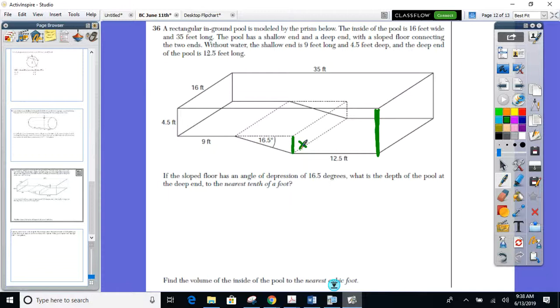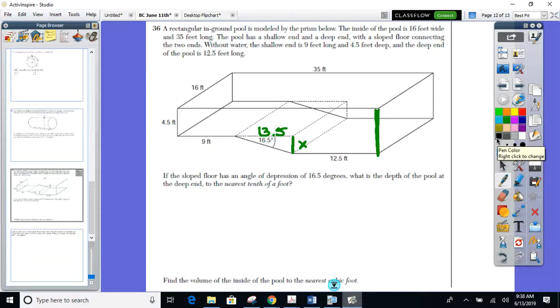Well, this whole thing was what? 35 minus the 12.5 minus the 9 will give us what's left over. It was 13.5. Check my math here. So that's 13.5. All right, so now hopefully we can get going with this.